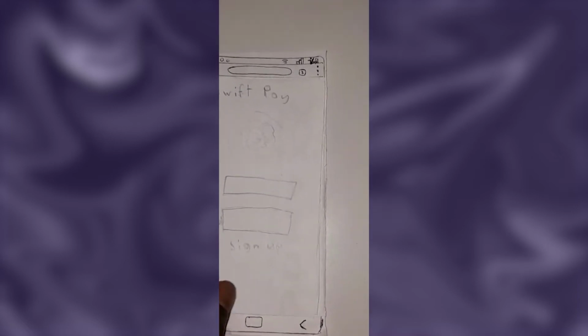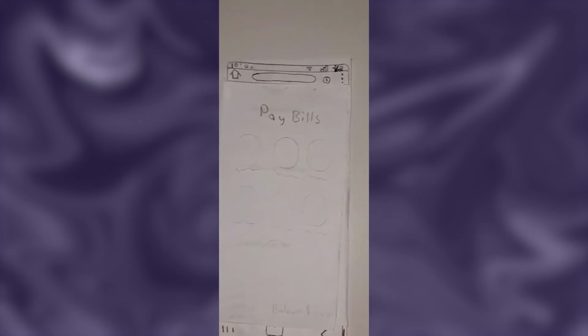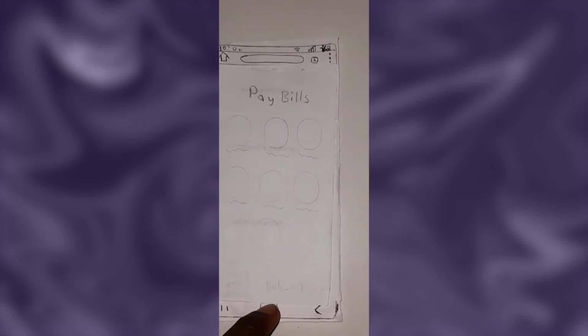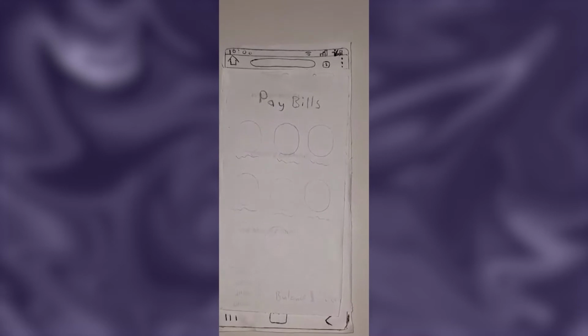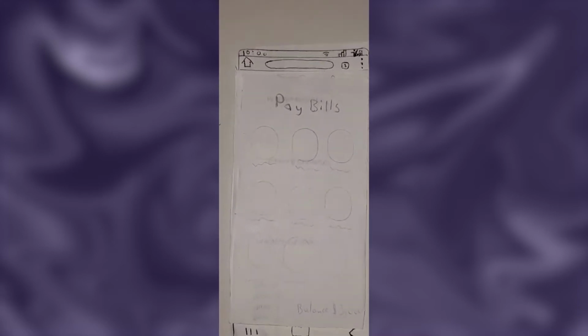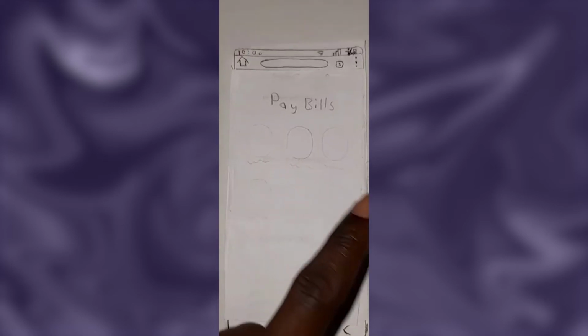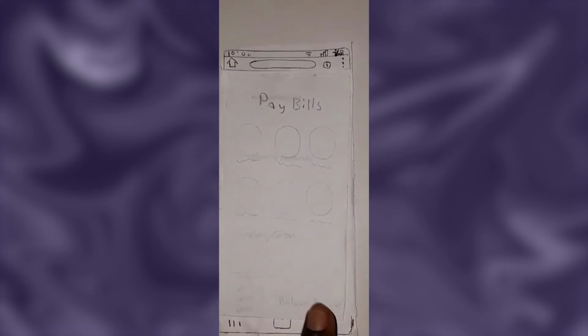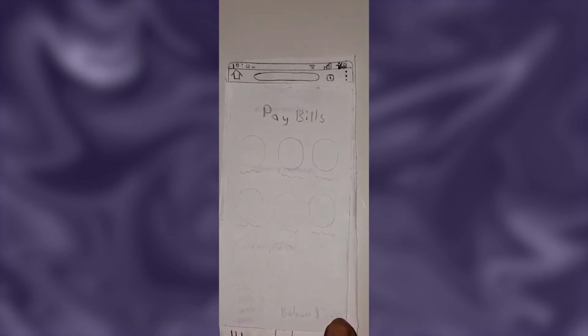And so once they've done that, it would take them to this page, and this page would have the kind of bills that they can pay on the account, like the light bill, the phone bill, internet bill, maybe. And it would also show them the balance that they currently have in the account.